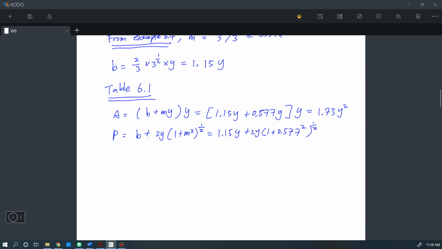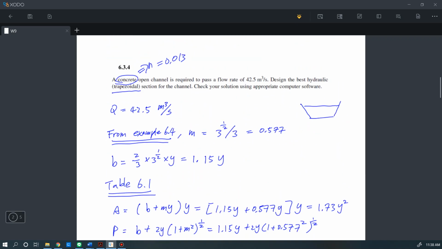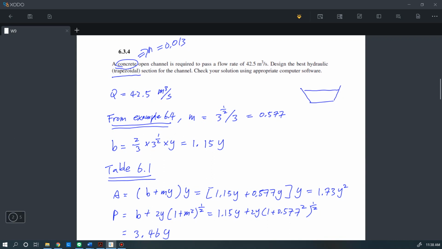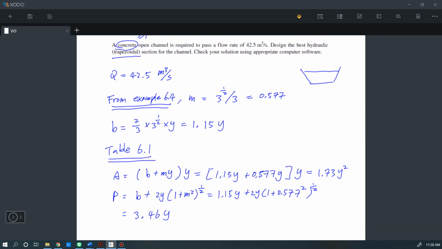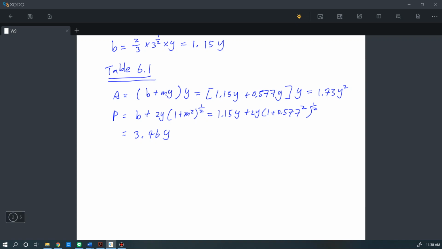Okay, and similarly, let's reorganize all those numbers together, and we can get that the P will equal 3.46y. So, for the best hydraulic section for the channel, that means we want to maximize the flow rate. So let's apply the Manning equation.